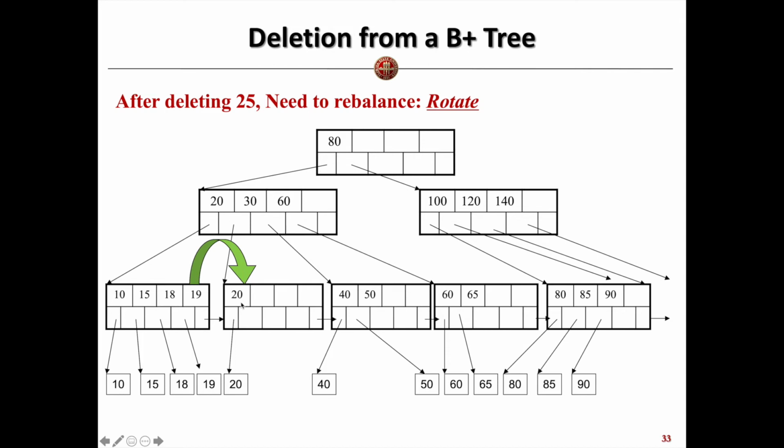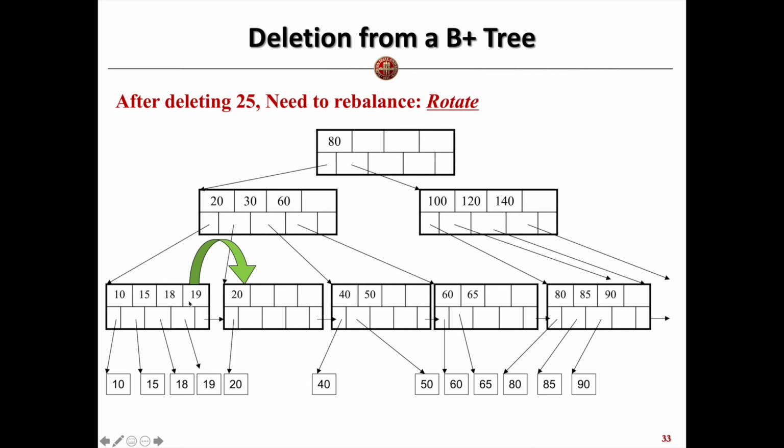So to handle this problem, the algorithm in the B plus tree allows us to do one operation. It's called rotate. We have to rebalance these nodes in the B plus tree. The rotate process is like this. We search for the nearby nodes, the sibling nodes. We find on the left-hand side we have one node. Inside we have so many keys.